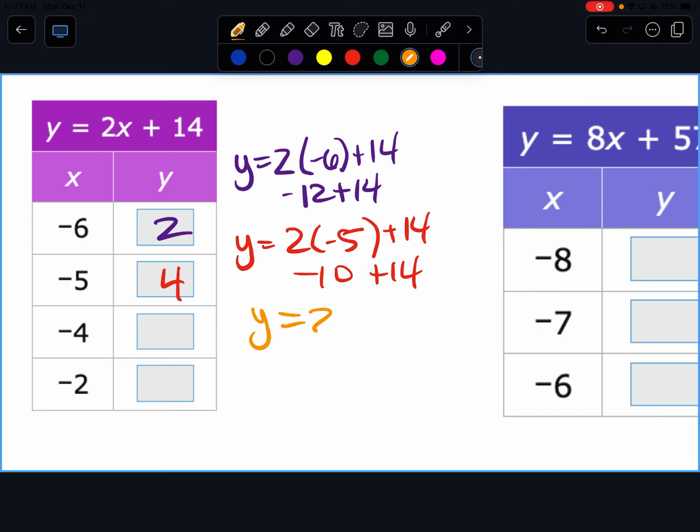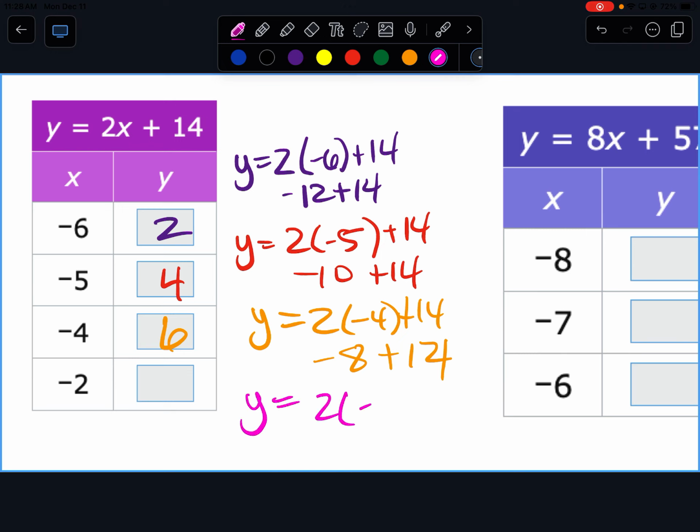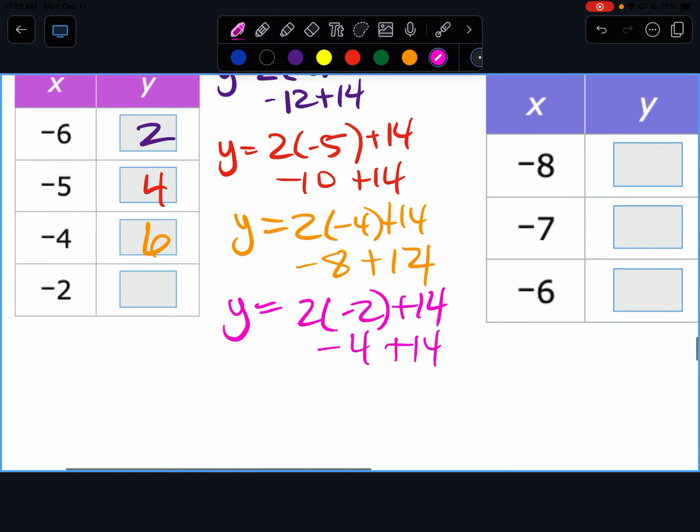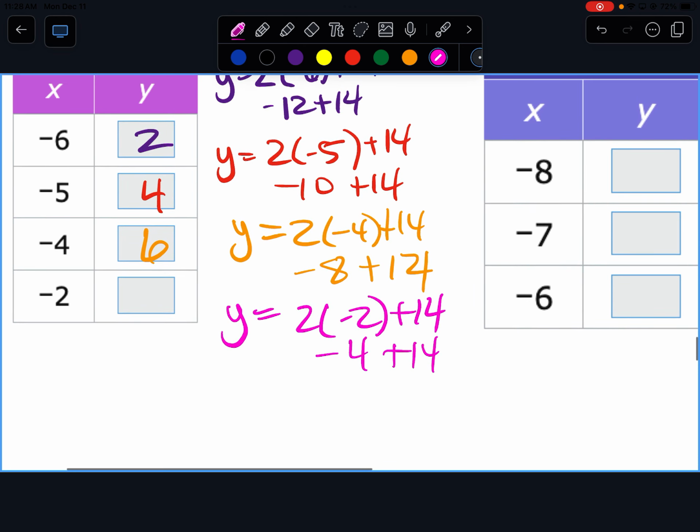So y equals 2 times negative 4 plus 14, so negative 8 plus 14. Is that 6? Yes, that's 6. And last but not least, 2 times negative 2 plus 14, so negative 4 plus 14. Okay, so that would get me 10.